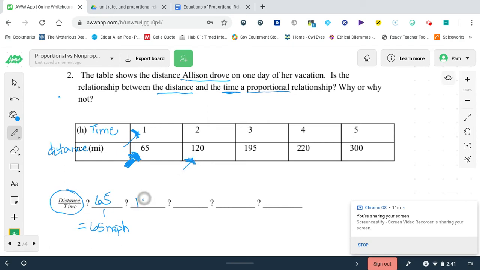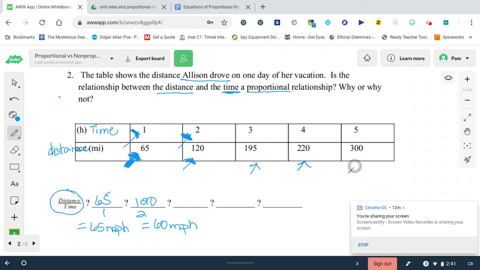So someone went 120 miles, but it took them 2 hours, okay? Well, if you can go 120 miles in 2 hours, that means you're going not 65 miles an hour, but 60 miles per hour. Okay, because 120 divided by 2 is 60. You can just stop right there. You don't even have to check this one.